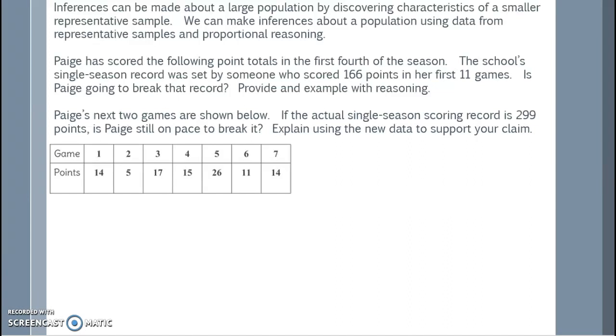Paige's next 2 games are shown below for games 6 and 7. If the actual season scoring record is 299 points, is Paige still on pace to break it? Explain using the new data.